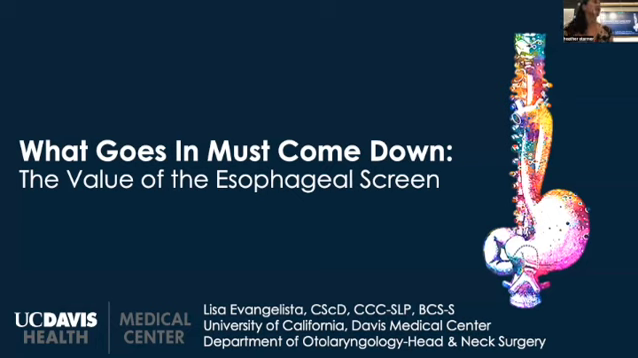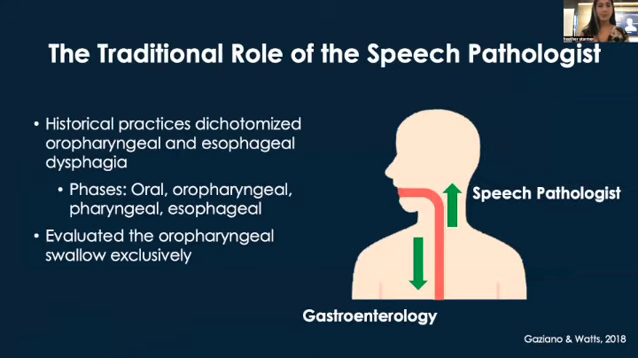We're going to segue a little bit and talk about fluoroscopy diagnostics and pay special homage to the esophageal screen. So the traditional role of the speech pathologist was very much just to focus above the upper esophageal sphincter. So really focusing on the oral phase of the swallow, the pharyngeal phase of the swallow, and it was further parsed out into oral, pharyngeal, oropharyngeal, and then esophageal phases.